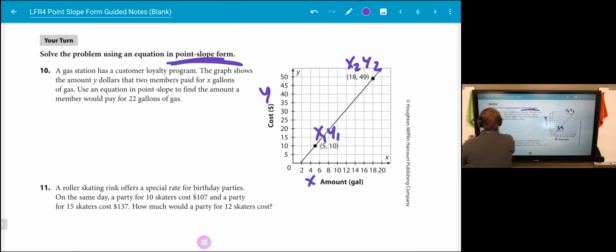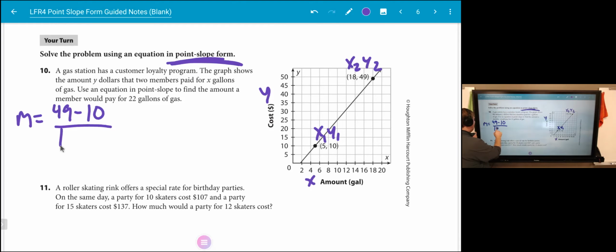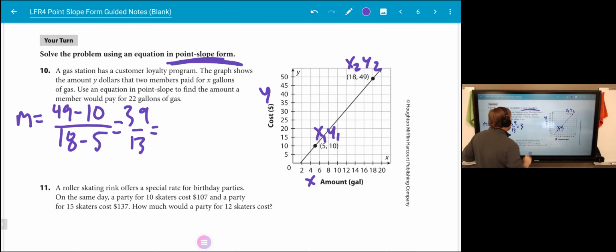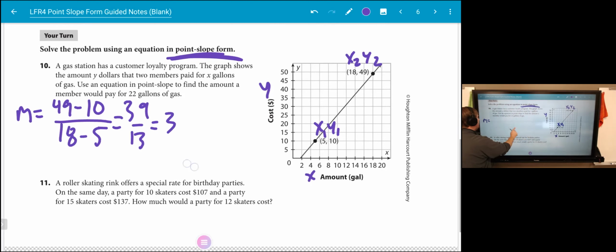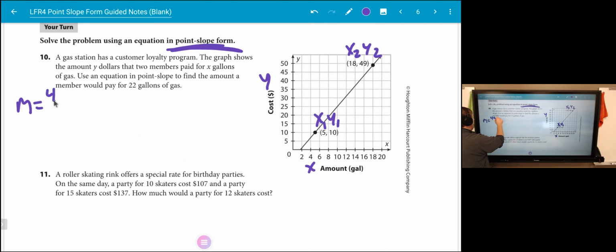I do got to find my slope. My slope is Y2, which is 49, minus Y1, which is 10, divided by X2, which is 18, minus X1, which is 5. I get 39 divided by 13, which simplifies to 3. My slope is 3. See, all of these things are kind of coming in here. My slope is 3. Now, I'm going to go ahead and make this a little smaller.